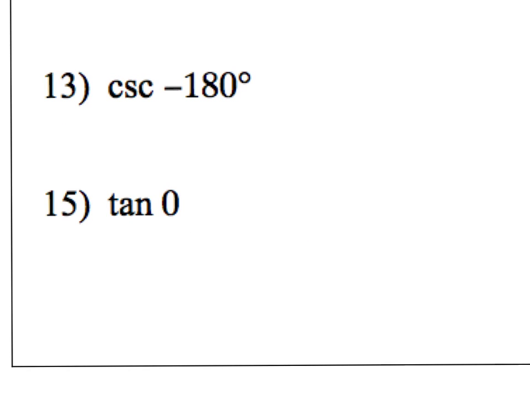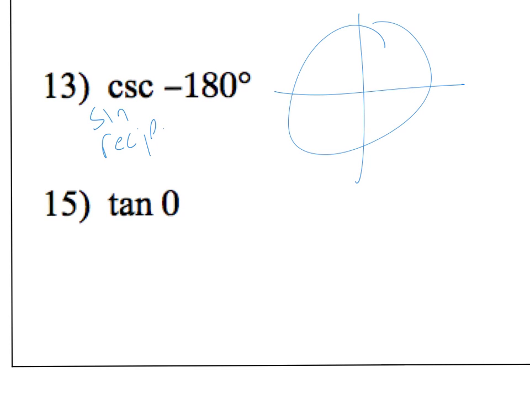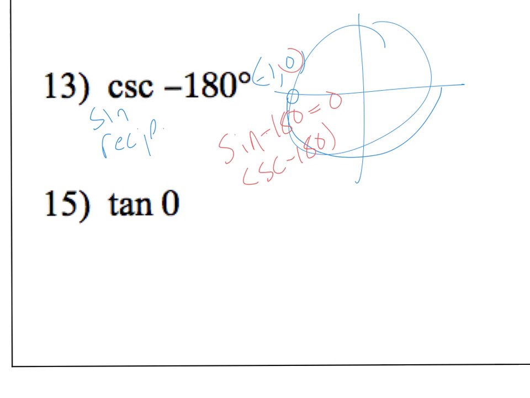Number 13, we're looking at cosecant of negative 180. I'm going to find the sine and then take the reciprocal. All right. Negative 180 is here. My coordinates are negative 1, 0. So in looking at this, my sine of negative 180 is equal to 0. That's the y value here. That means that cosecant of negative 180 is 1 divided by 0, which is undefined. You do not get credit for writing 1 divided by 0. You get credit for getting to the undefined.